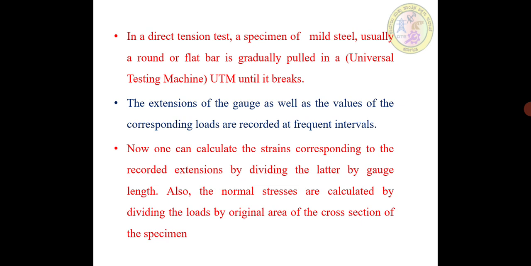The extensions of the gauge as well as the values of the corresponding loads are recorded at frequent intervals. Now, one can calculate the strains corresponding to the recorded extensions by dividing the change in length by the gauge length, which is nothing but the original length of the specimen. Also, the normal stresses are calculated by dividing the loads by the original area of cross section of the specimen.